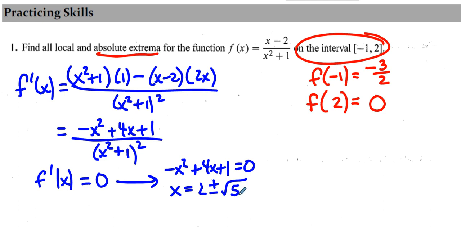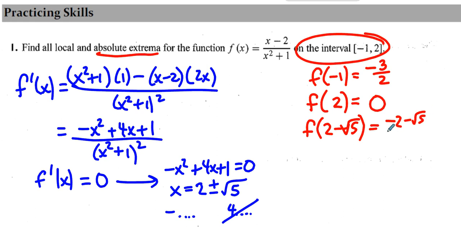Square root of 5 is a little bit bigger than 2, so these are actually two numbers, one of which is about 4 point something, and the other of which is negative point something. So this we reject because it's outside the interval, and so all we care about is the value at 2 minus the square root of 5. And that happens to be -2 minus the square root of 5 over 2. I substituted this number into this function and got that out.